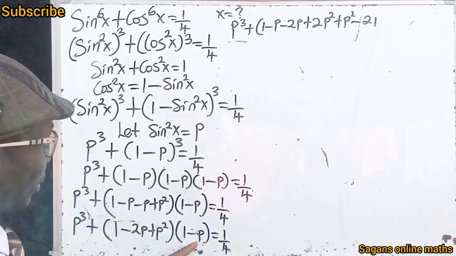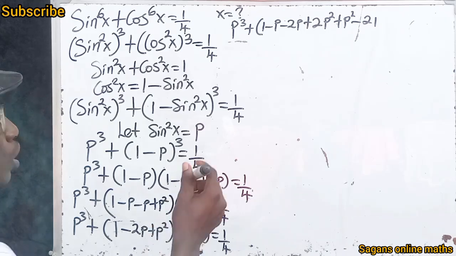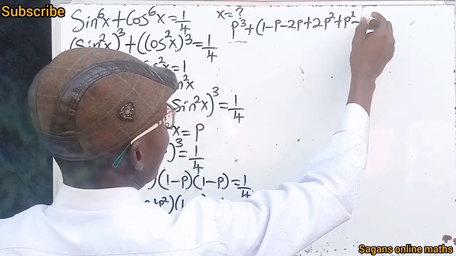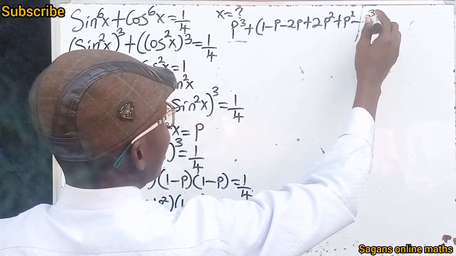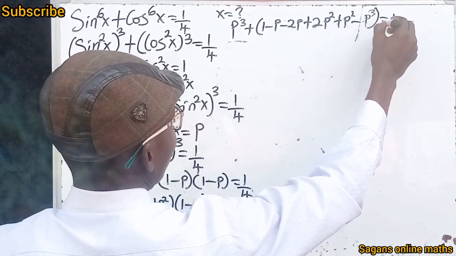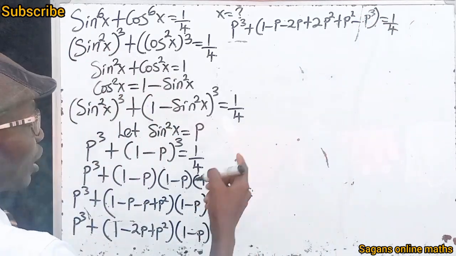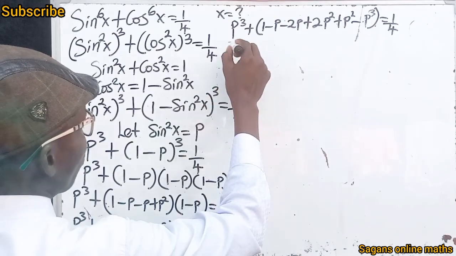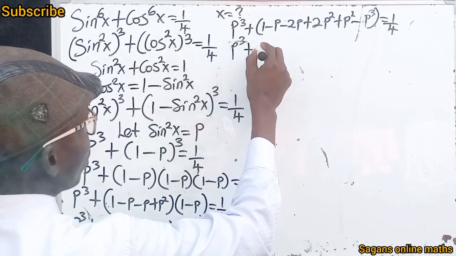p square times p minus p equals minus p raised to the power of 3, okay? That is interesting. Then close the parenthesis, equals 1 over 4. Now let's simplify what is inside the parenthesis. Now this is p raised to power 3 plus 1.